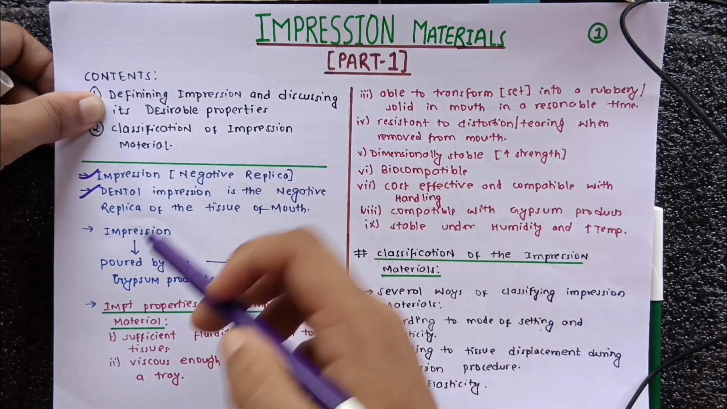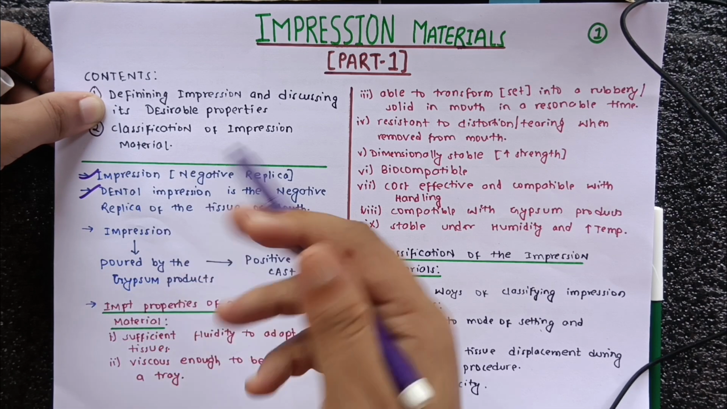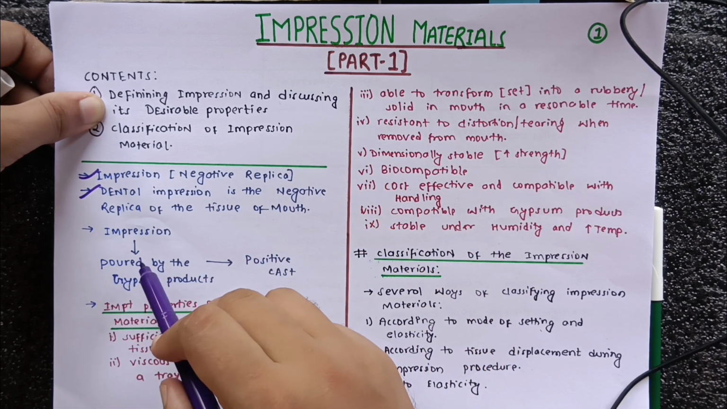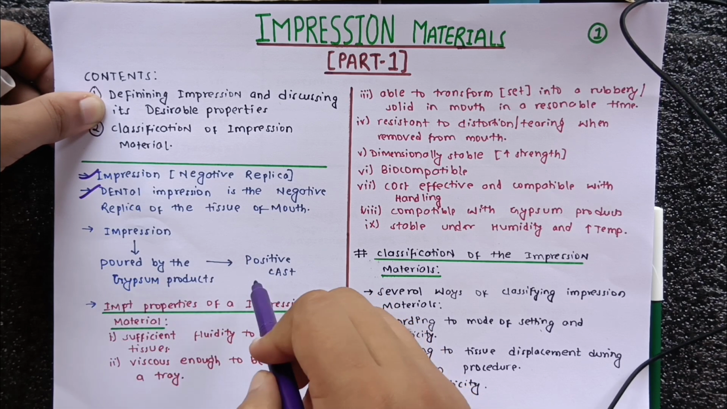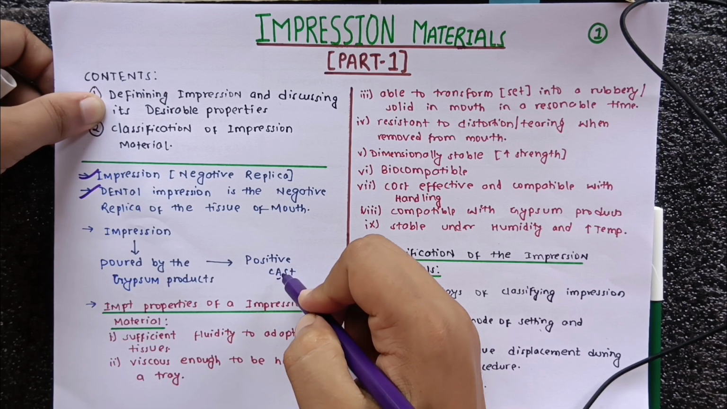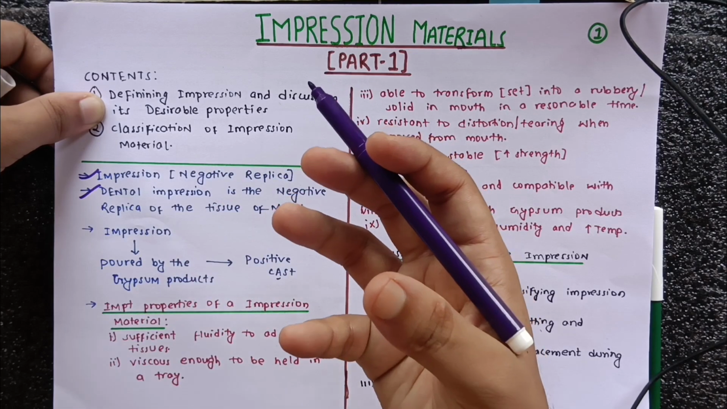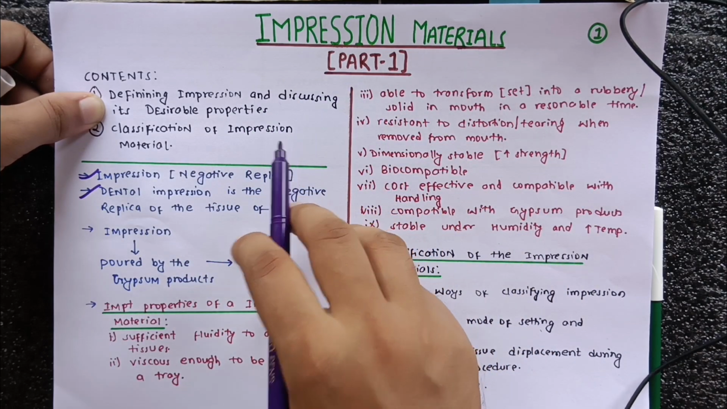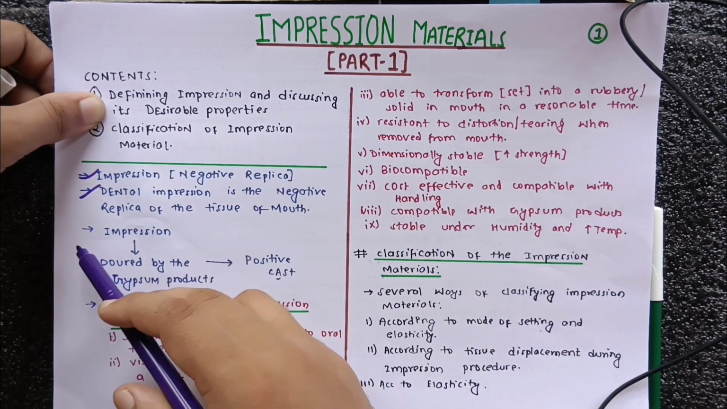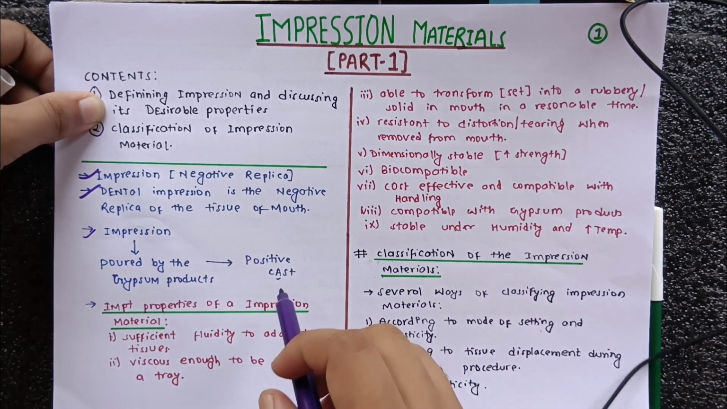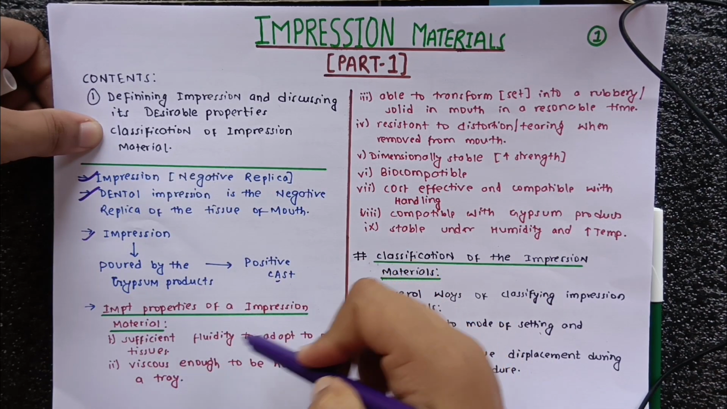After taking the impression, what we do is pour the gypsum product into that impression, and after pouring this gypsum product we get the positive cast. I think you know about this cast. The impression that we have made is called the mold. In the mold we pour the gypsum product, and after pouring there is formation of the positive cast. I think you are familiar with the cast and the mold. The next topic is important properties of the impression material.